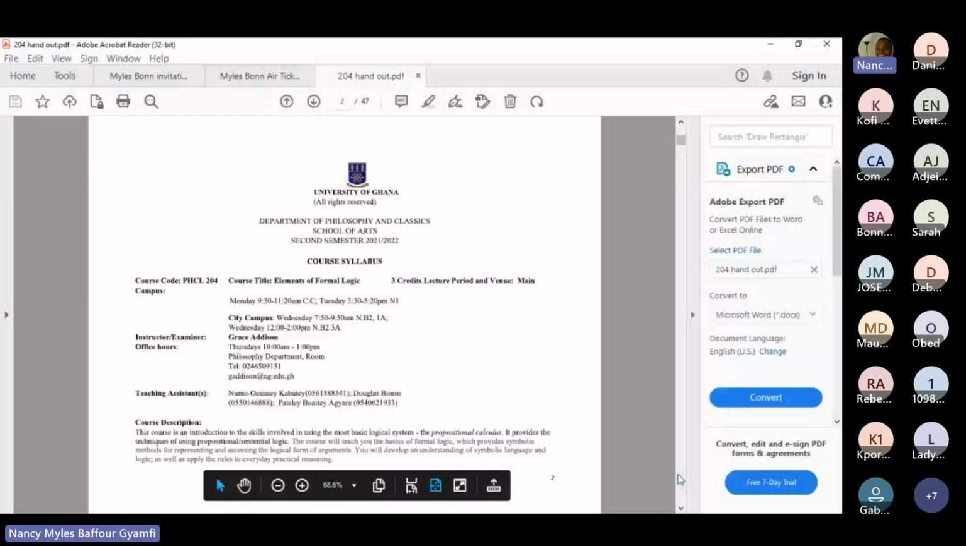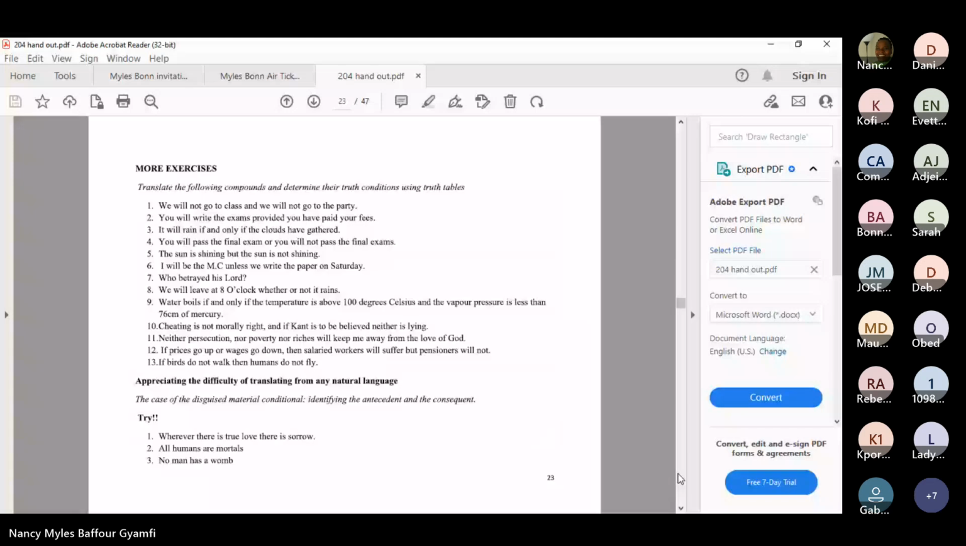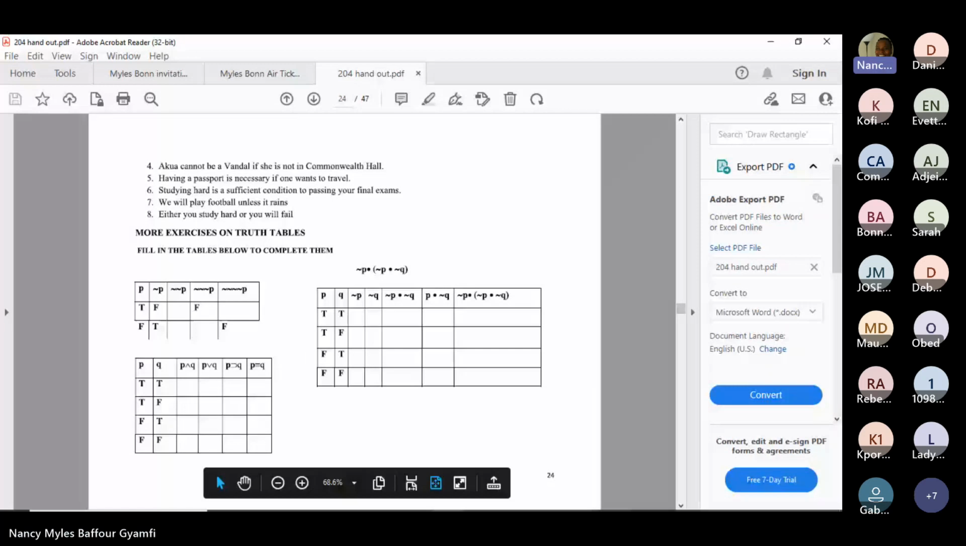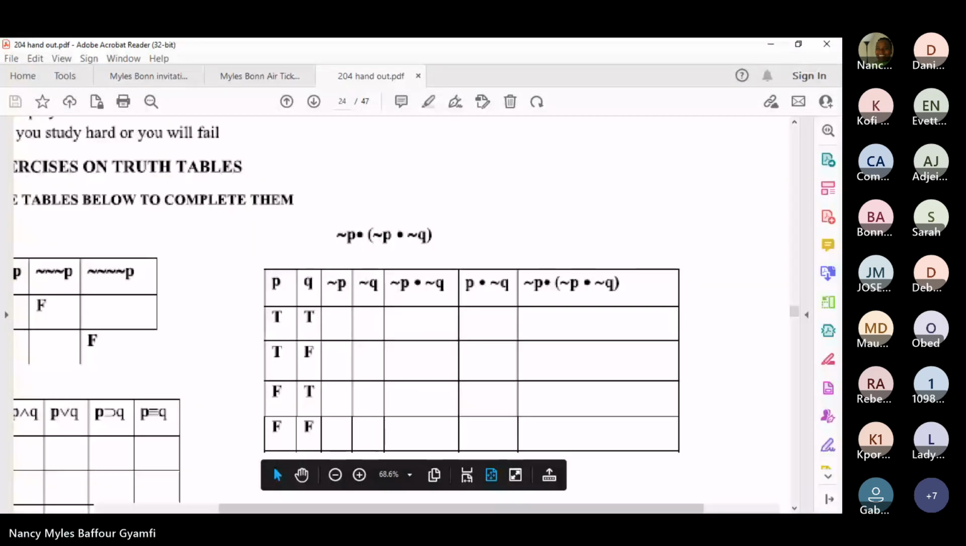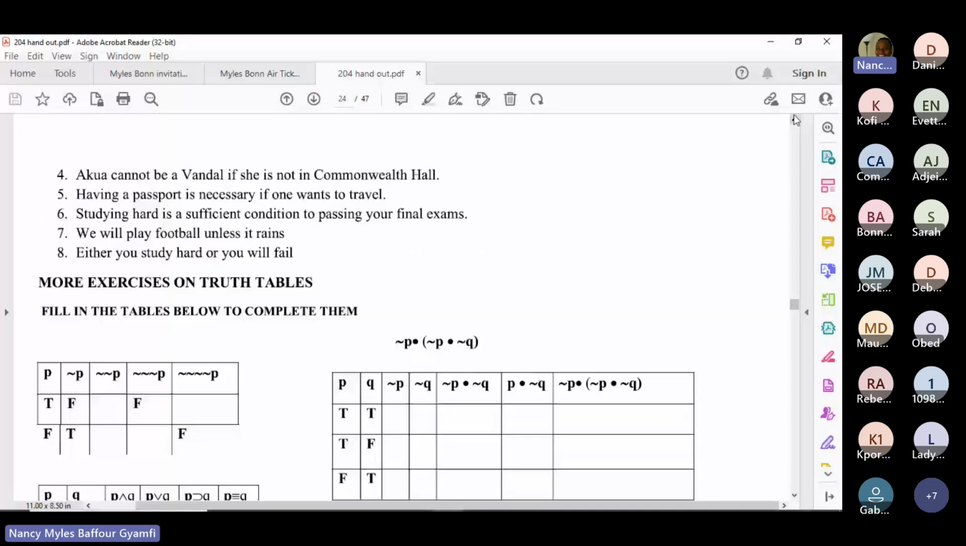This is what I'm projecting, so let me take you there quickly. Let me enlarge it. Studying hard is a sufficient condition to passing your final exam. If you were to symbolize it, how would you do the symbolism? Who wants to try?